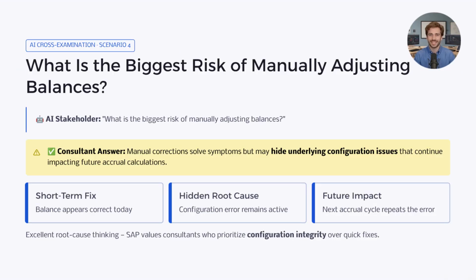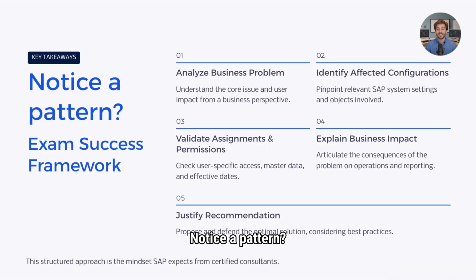AI cross-examination. The AI stakeholder asks, "What is the biggest risk of manually adjusting balances?" Consultant answer, "Manual corrections solve symptoms but may hide underlying configuration issues that continue impacting future accrual calculations." Excellent root cause thinking. Notice a pattern?